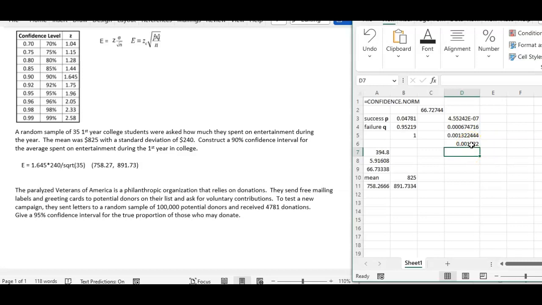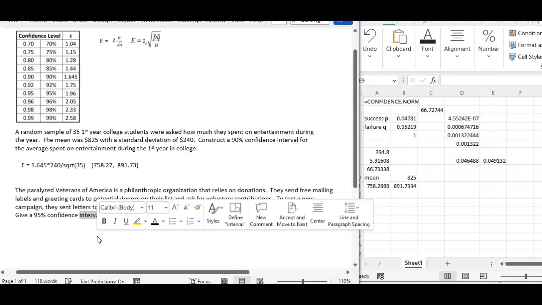Now, when we're talking about proportions and creating the confidence interval, we take that margin of error and we subtract it from the probability of success, and we add it to the probability of success. And this 0.04781 happens to be my probability of success. So on the low end, I am going to take this number and subtract this number. And then on the high end, I'm going to take the probability of success and add my margin of error.